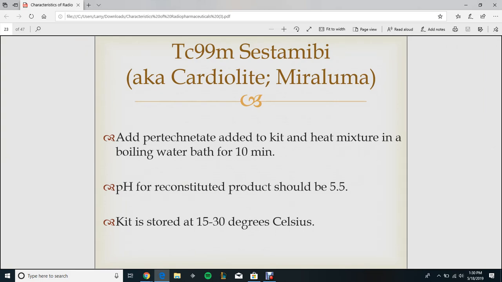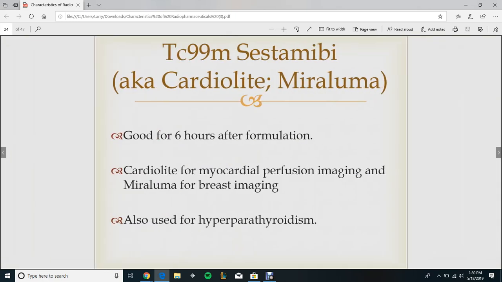Technetium-99m sestamibi, also known as Cardiolite or Miraluma. Pertechnetate is added to the kit and the mixture is heated in a boiling water bath for 10 minutes. The pH of the reconstituted product should be 5.5. The kit is stored at 15 to 30 degrees Celsius.